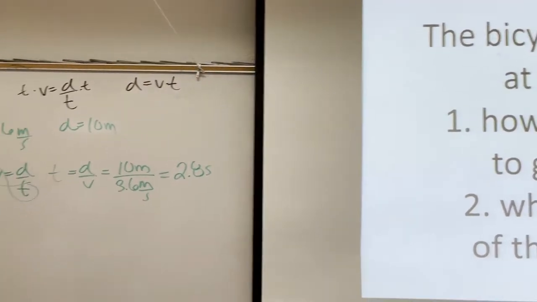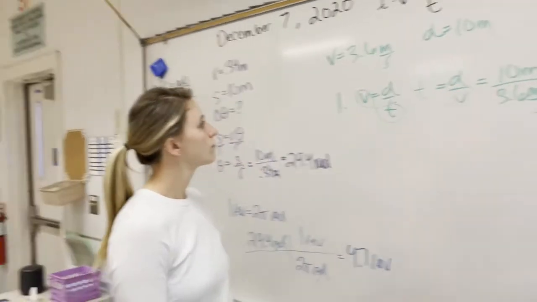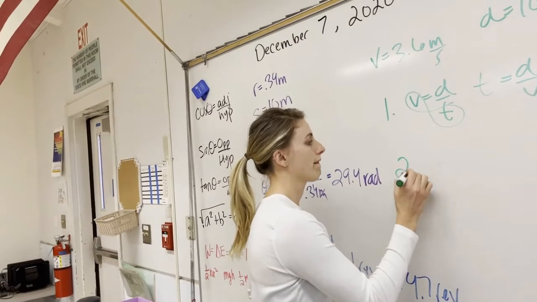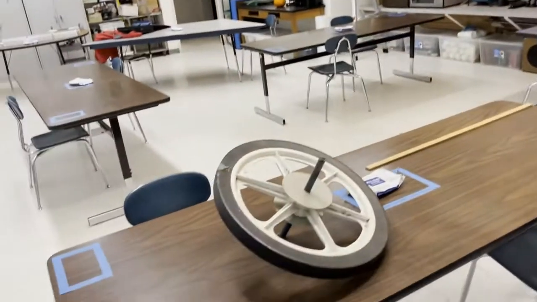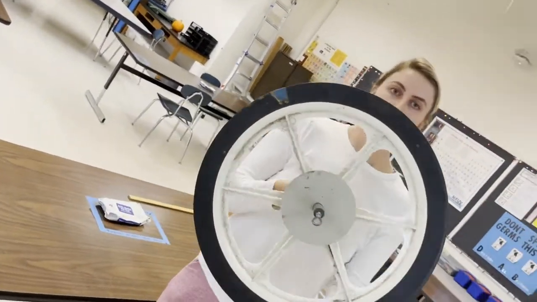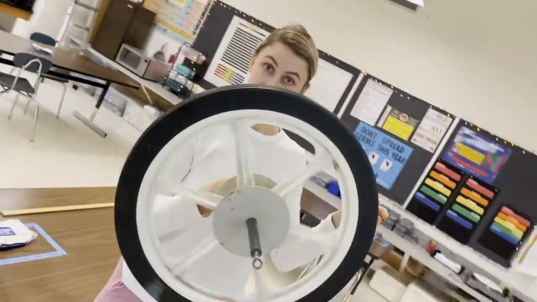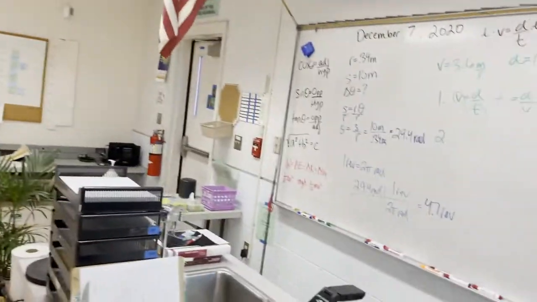But during that time, while it's going 10 meters, the wheel turns through 29.4 radians. And what does that mean? Don't forget, 2 pi radians is the same thing as one revolution, or 360 degrees. So 29.4 radians, it's spinning, moving around in a circle, angular, around that axis.